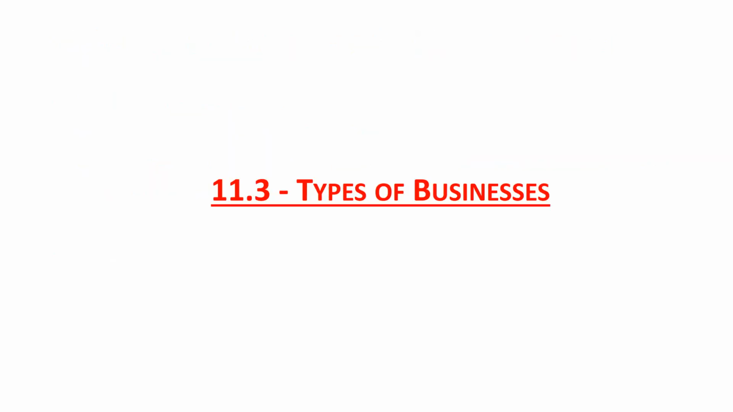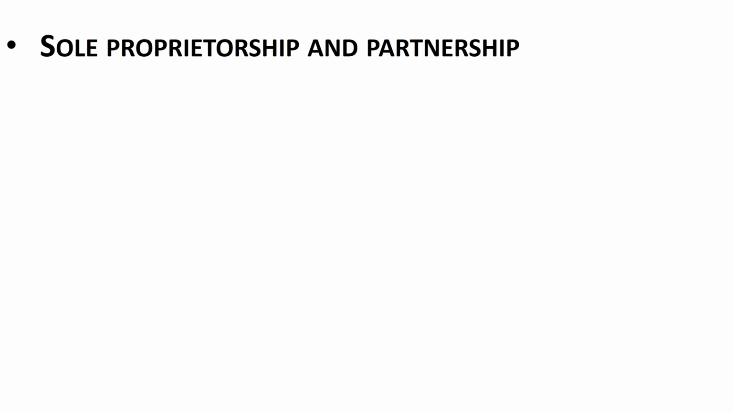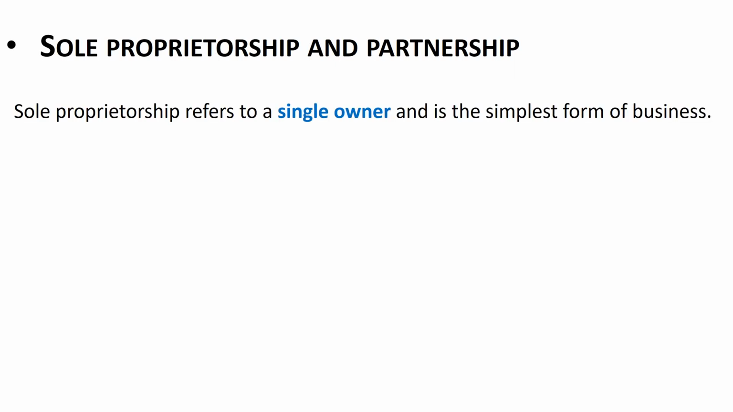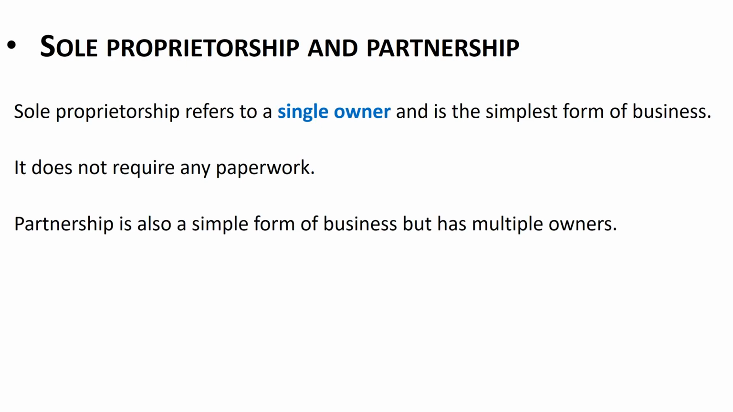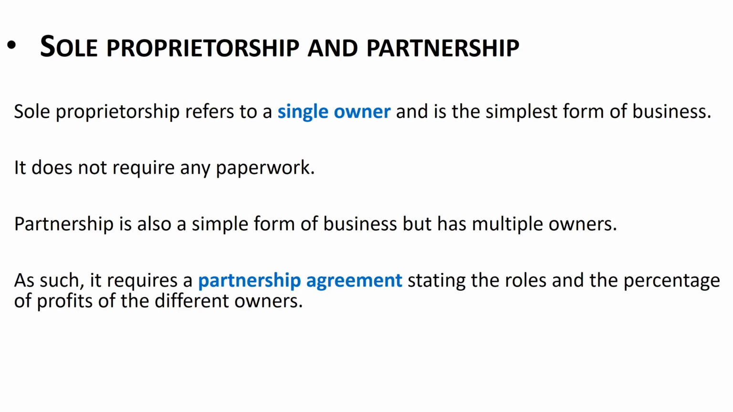Okay, so the third purpose: types of businesses, because the taxes you have to pay depend on the way your business is registered. The basic ones are sole proprietorship and partnership. Sole proprietorship refers to a single owner and is a simple form of business, and it does not require any paperwork. Partnership is also a simple form of business, but has multiple owners. As such, it often requires a partnership agreement stating the roles and the percentage of profits of the different owners.